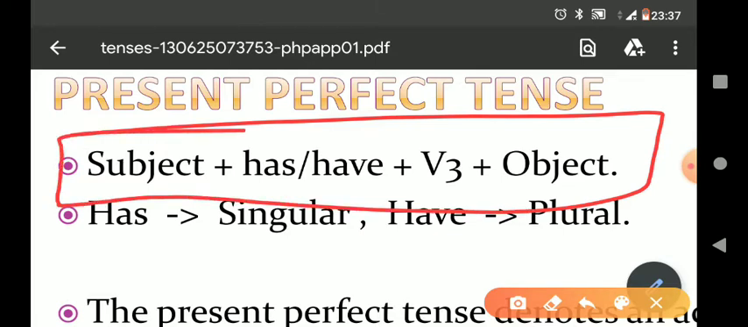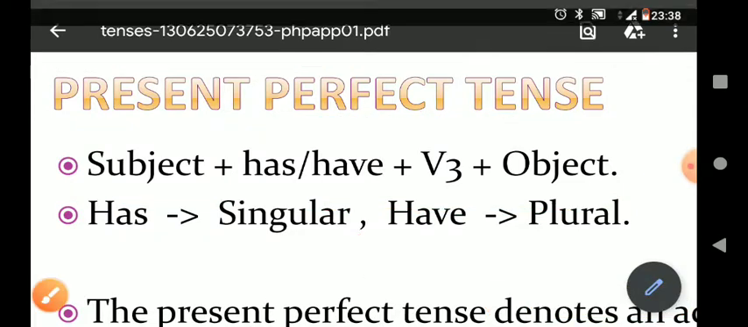I told you that every verb has four forms. All the tables are given in your grammar book. Now subject plus has or have plus v3 plus object. Now where to use has and where to use have? Has is used with singular nouns and have is used with plural nouns. It is also given here.